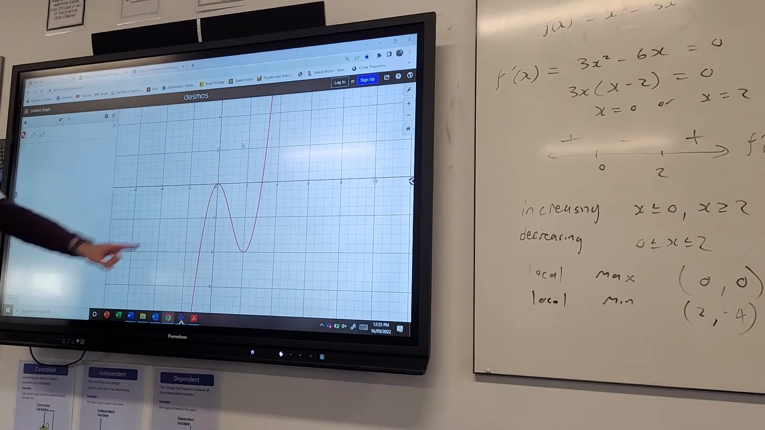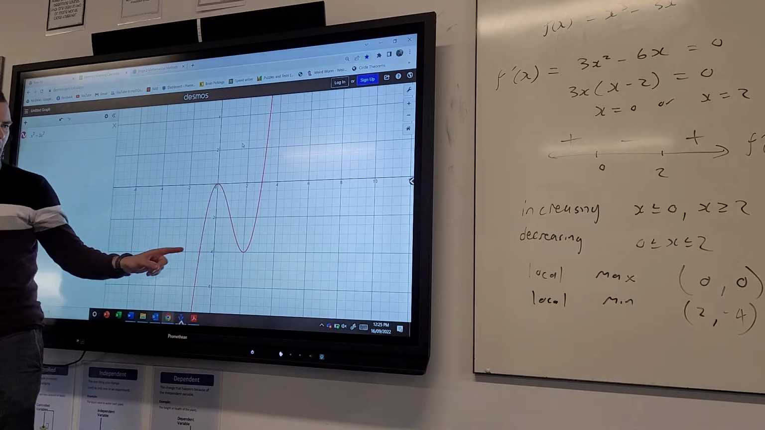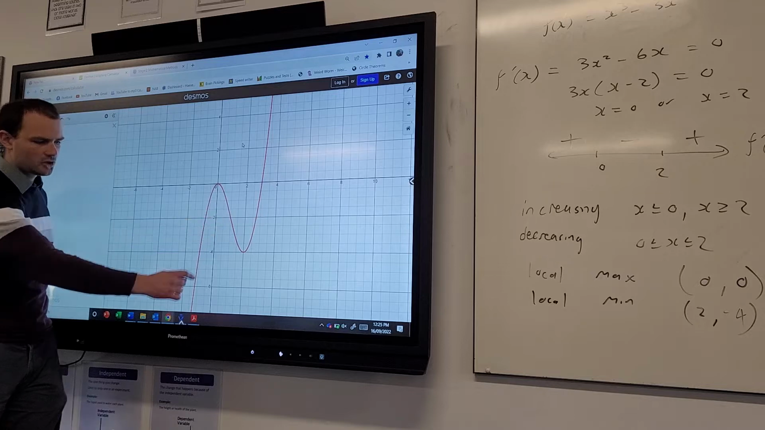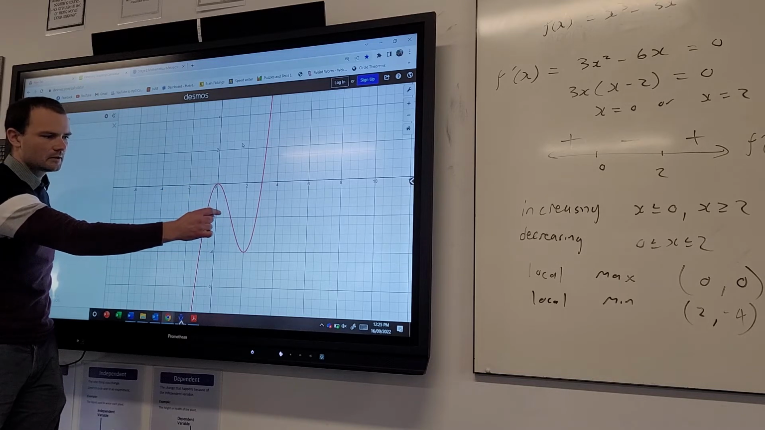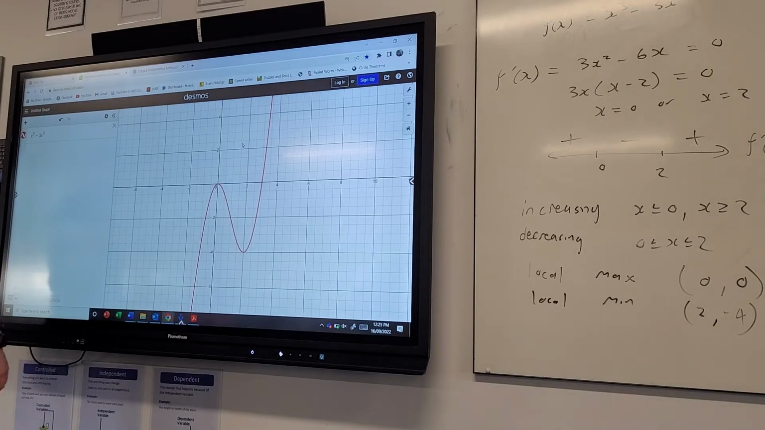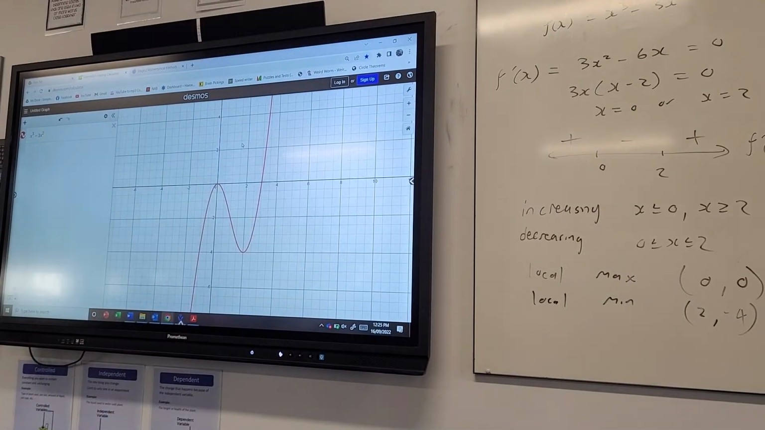All right, what else? We can see the local max at 0, 0, the local min at x is 2, y is minus 4, and there's that point of inflection right there. Okay, it changes from concave down to concave up. It's changing shape at that location. So all of that we can see from the original function. Excellent. All right, so there's the first two.